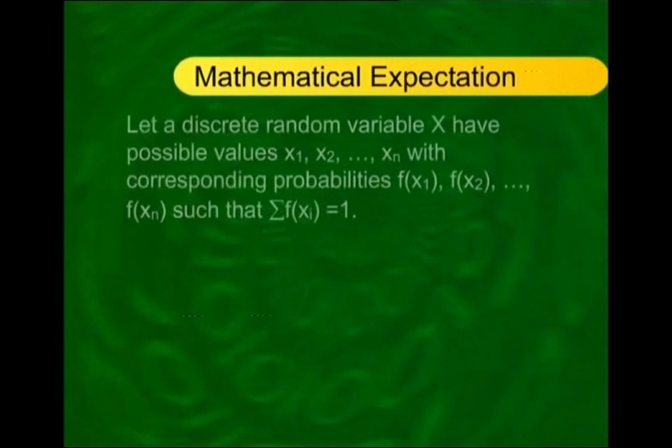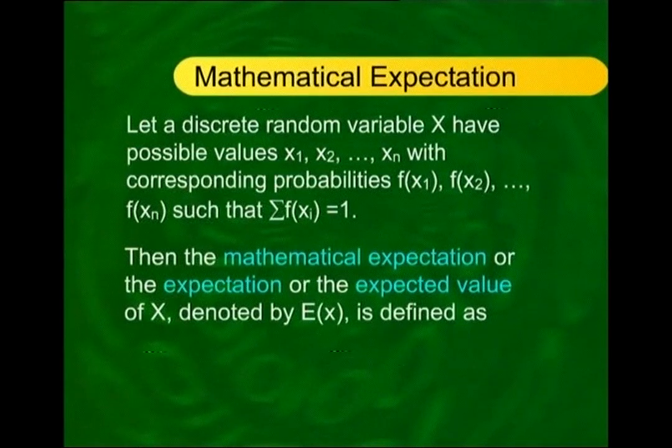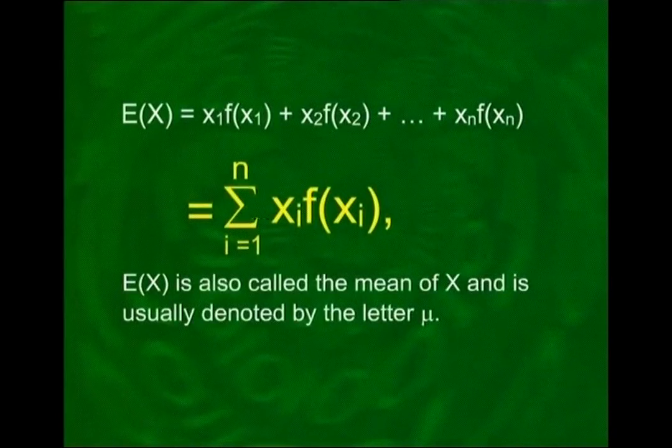All right, now that we have discussed in detail the concept of the distribution function, students, I now begin the discussion of the concept of mathematical expectation. As you now see on the screen, let a discrete random variable x have possible values x1, x2, so on up to xn with corresponding probabilities f of x1, f of x2, so on up to f of xn such that sigma f(x) is equal to 1. Then the mathematical expectation, or simply the expectation, or the expected value of x denoted by E of x is defined as sigma x into f of x. E of x is also called the mean of x, and it is usually denoted by the letter mu.